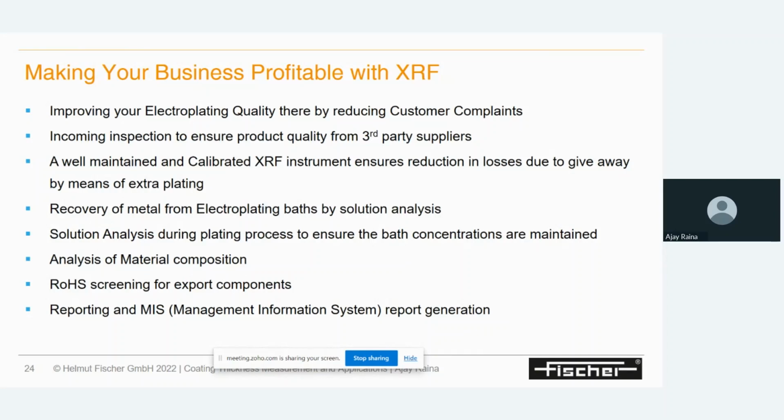You can also do the incoming inspection if you have third party suppliers. And I can also say that if you have a very well calibrated instrument, you can reduce your losses from giving extra metal in plating. If you are doing precious metals, gold coatings or silver coatings, and your coating level is 1 micron or 0.5 micron, and you don't know exactly how many microns you are doing at that particular time, then unnecessarily you are giving 1 micron instead of 0.5 microns. That cost can be saved by continuous checking with the X-ray instrument, and the cost of the instrument can be covered within 1 year if you maintain this type of plating.